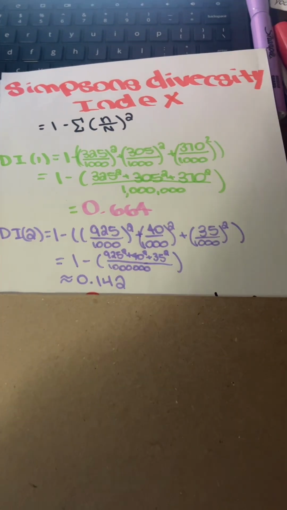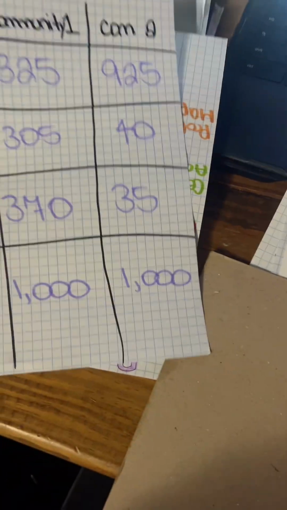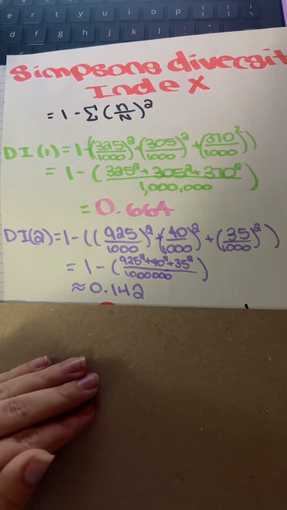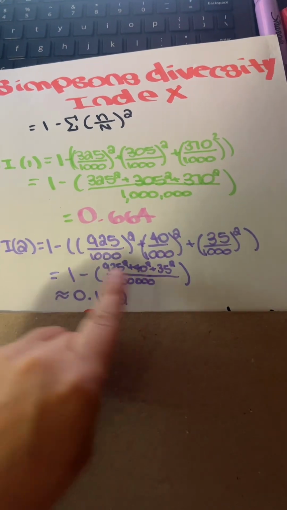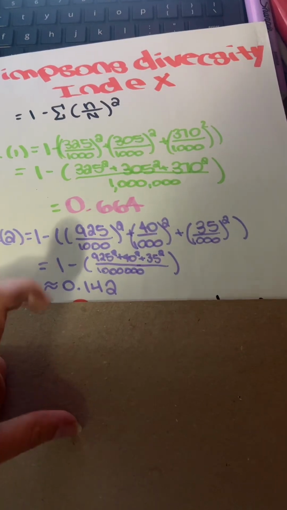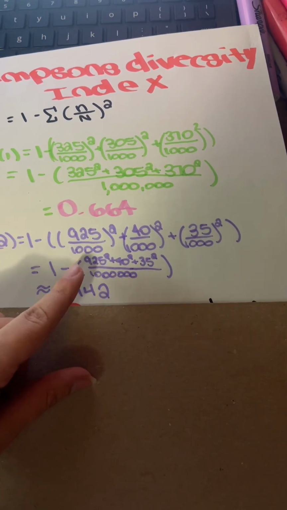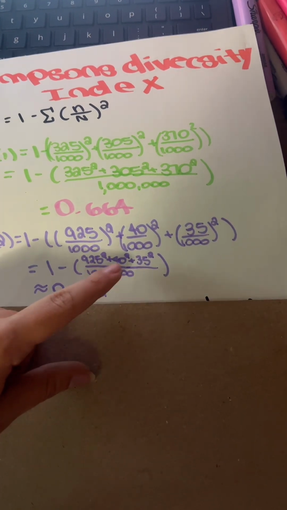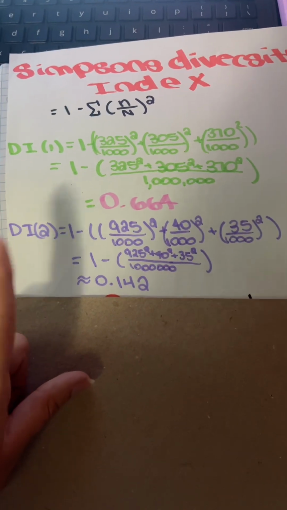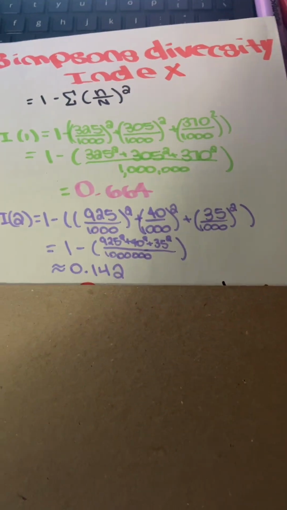Okay, so now let's do community 2. So this is what we had for community 2 and for species A, B, and C. So we're going to go ahead and do the same thing we did for the first one. Take 1 minus the sum of everything squared over their total. So once we do that, we're going to get 1 minus 925 squared plus 40 squared plus 35 squared over 1 million, which is going to give us approximately 0.142.